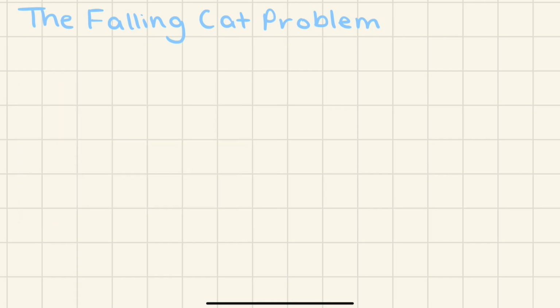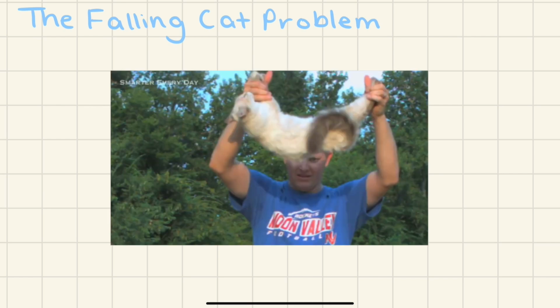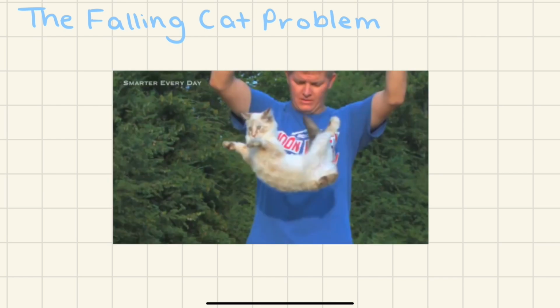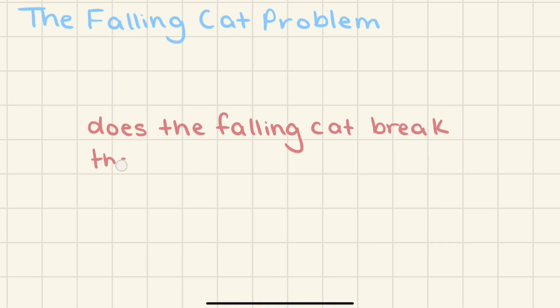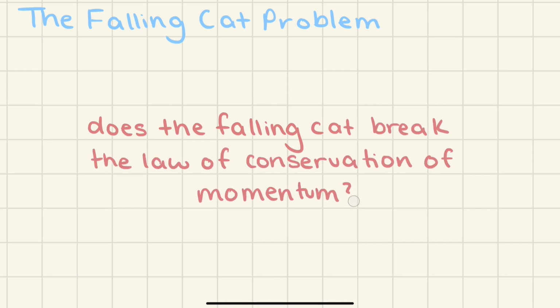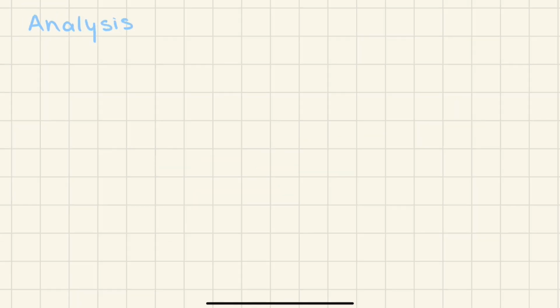However, let's think about this in the context of conservation of momentum. It appears that the cat is going from having no momentum, when it's held at rest, to having some angular momentum as it rotates in midair. Is the cat's angular momentum being conserved? Does this example break the law of conservation of momentum? Questions like these got physicists like us thinking. Let's look into this problem more.